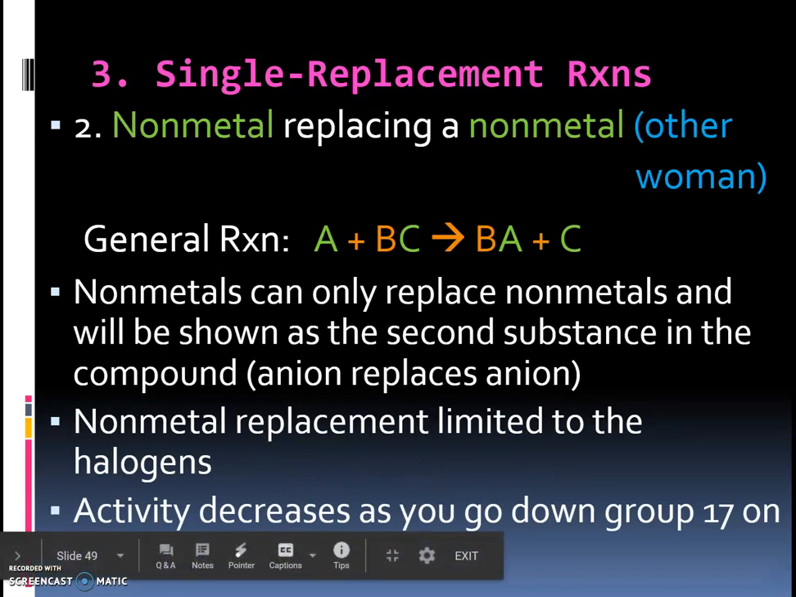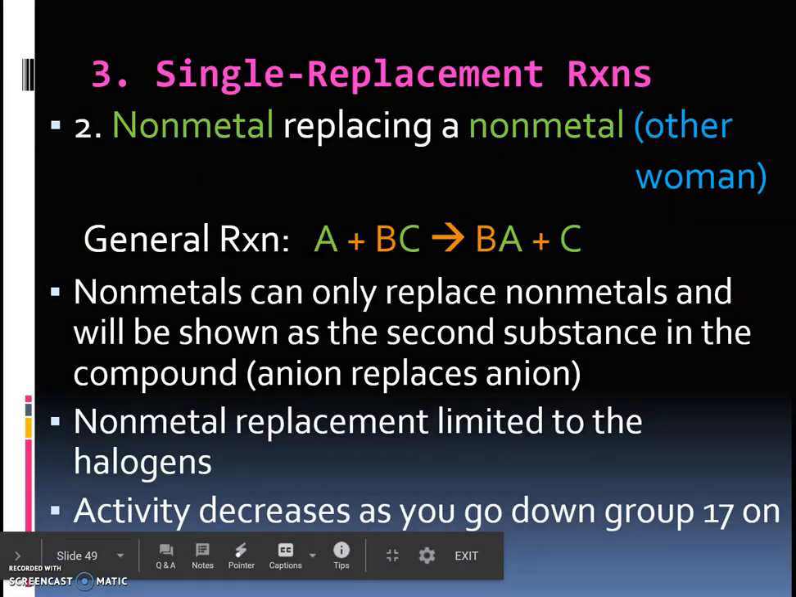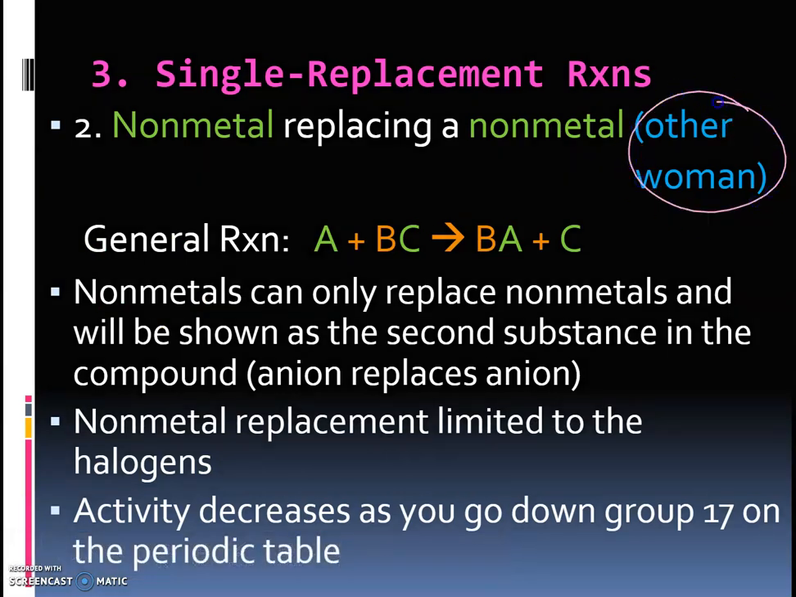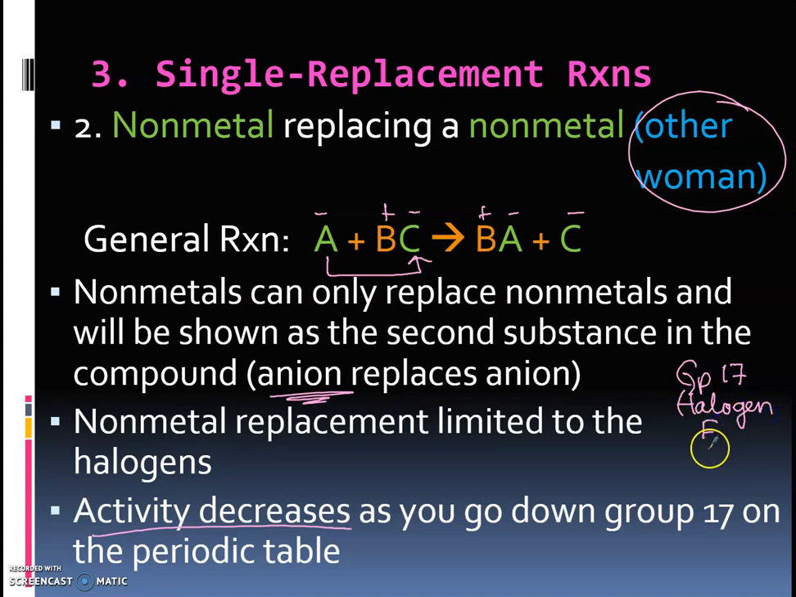The same thing happens for your non-metals, okay? The case of the other woman. When the negative non-metal is going to try to replace the other non-metal, it has to be higher on the activity series. So again, anion replaces anion. The activity series is the same thing as group 17, your halogens on the periodic table. You have fluorine, then you have your chlorine, bromine, iodine, and then we have astatine.